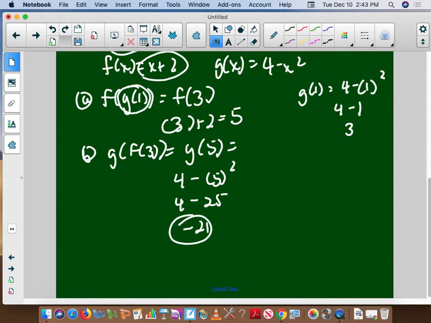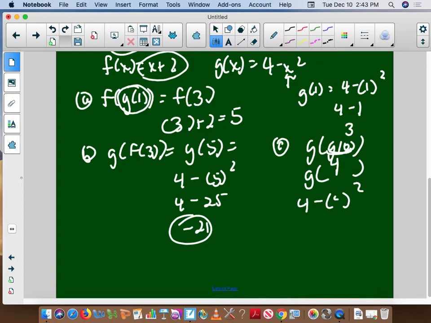Are y'all okay? Yeah. All right, C is G of G of 0. Okay, which is kind of weird, but let's do it. G of 0. If I fill in 0 right here, I get 4. And now I've got to find G of 4. G of 4 is 4 minus 4 squared. So it's 4 minus 16. I got negative 12.